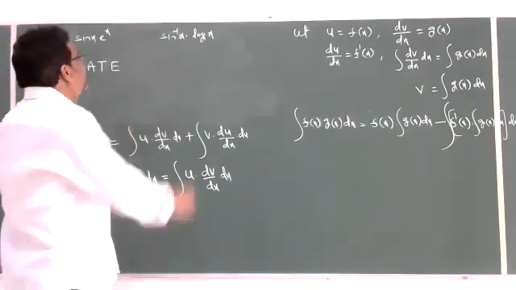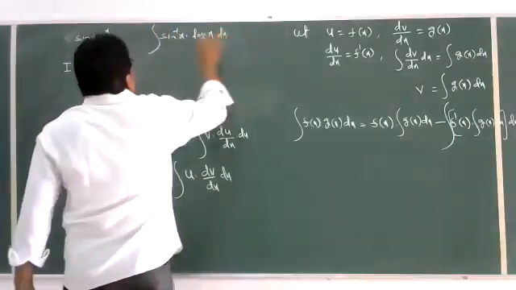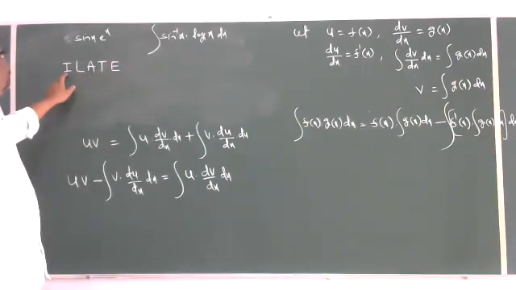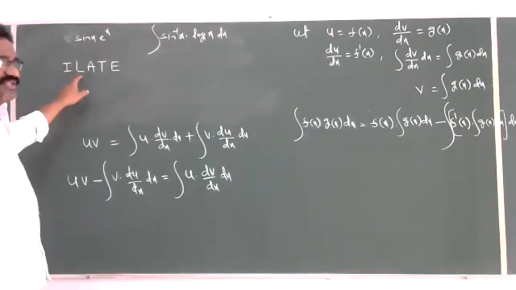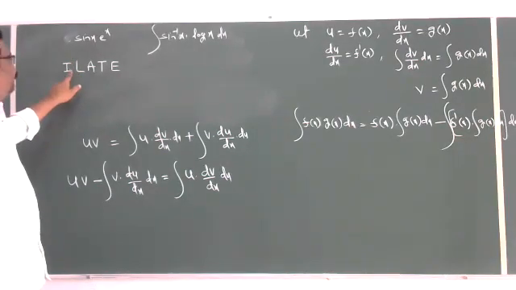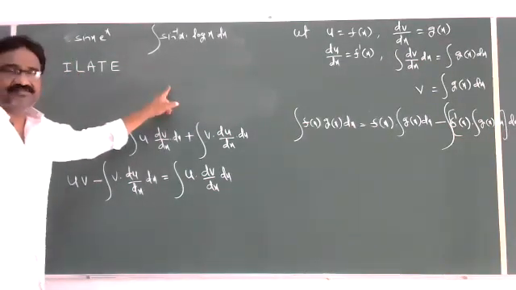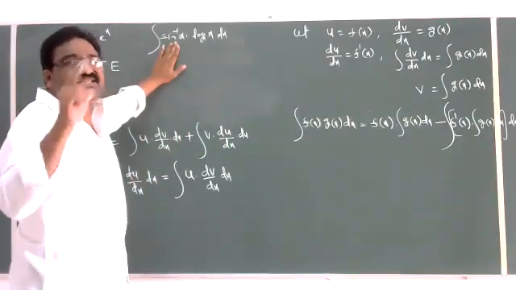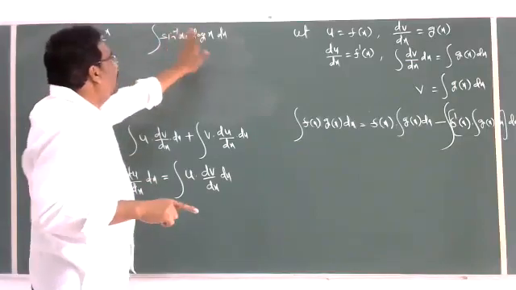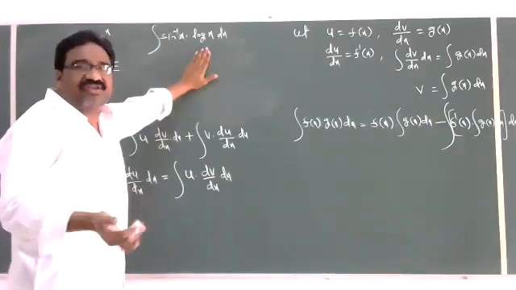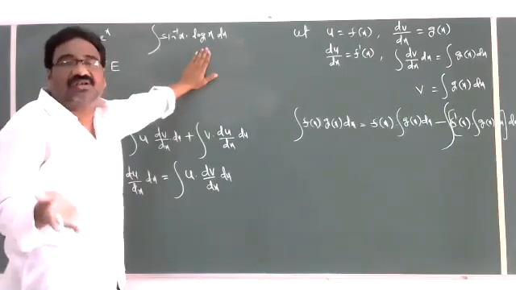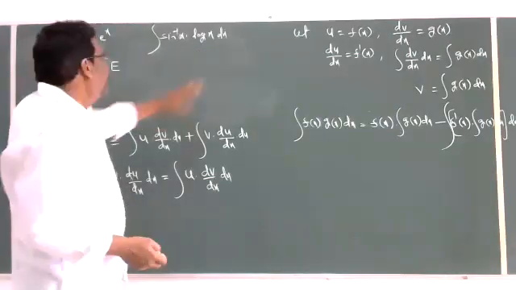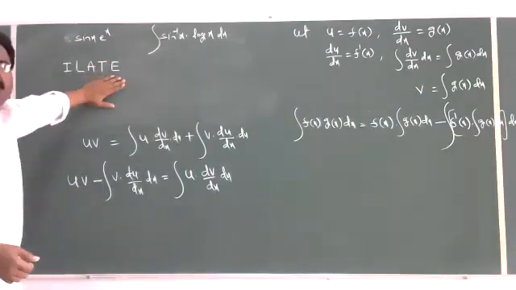For example, this question is given: integration of sin inverse x into log x into dx. So here sin inverse x is an inverse trigonometric function, L for logarithmic function. First preference is given for inverse trigonometric function. That is, inverse trigonometric function is the first function, log x is the second function. This is u and this is v. Otherwise, if you take log x as u and sin inverse x as v, you do not get the answer. That's why you strictly follow this rule.